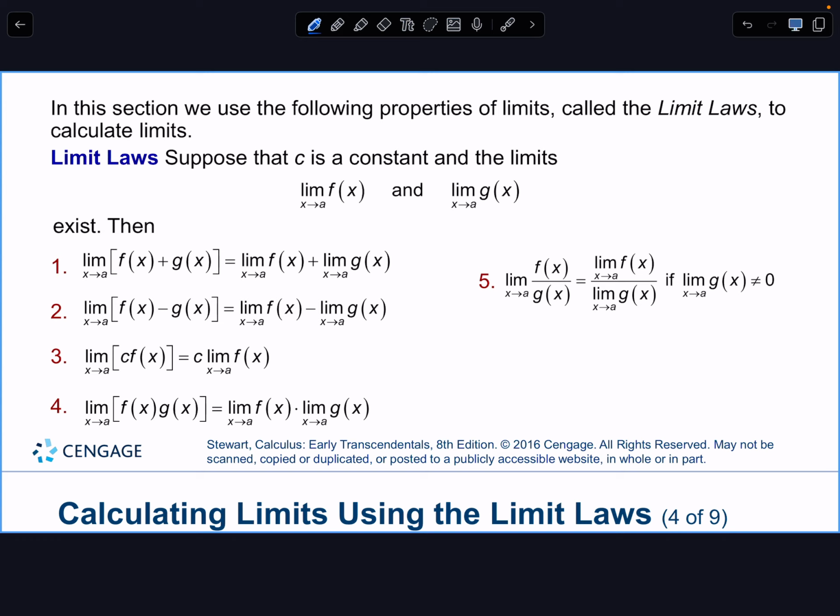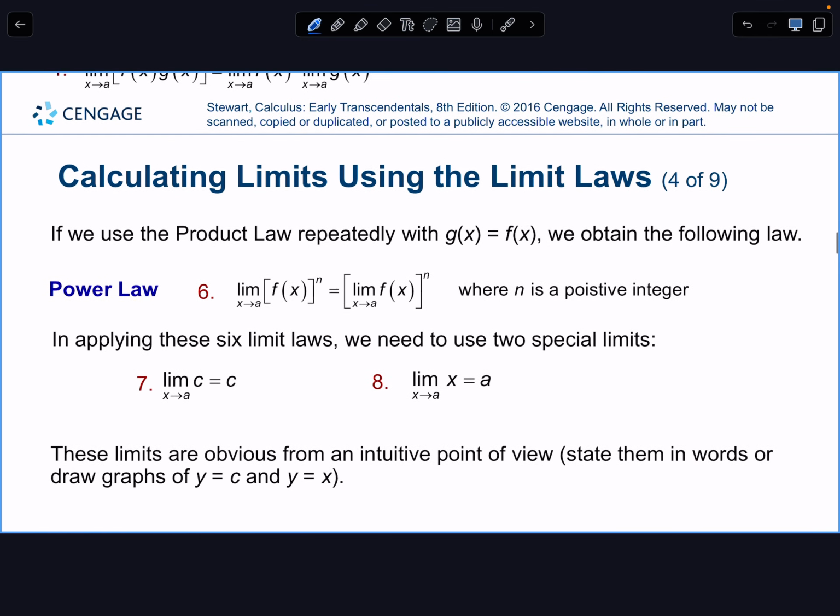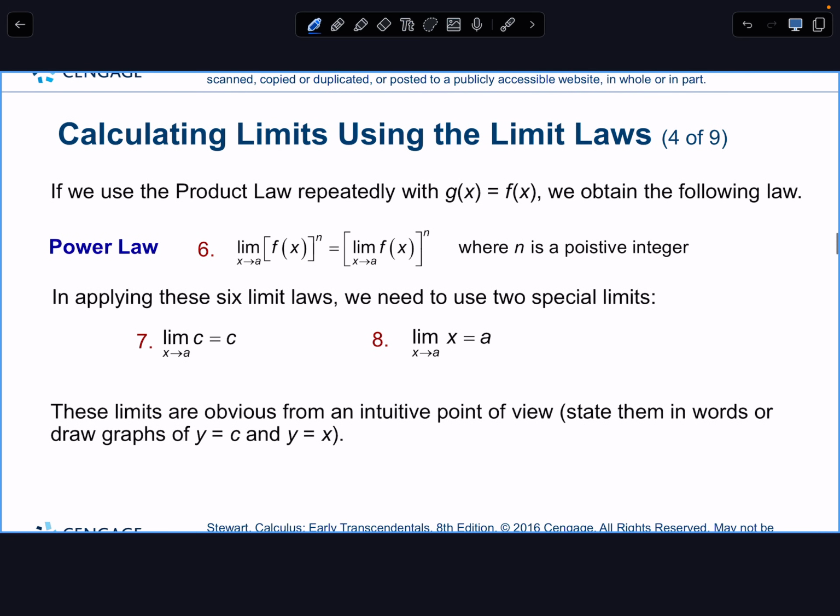you can just take c times the limit, and then the same with the product of functions: the limit of the product is the product of the limits. And same with the quotient, number 5, only if g is not 0. So these are just things to use, you don't have to memorize them.